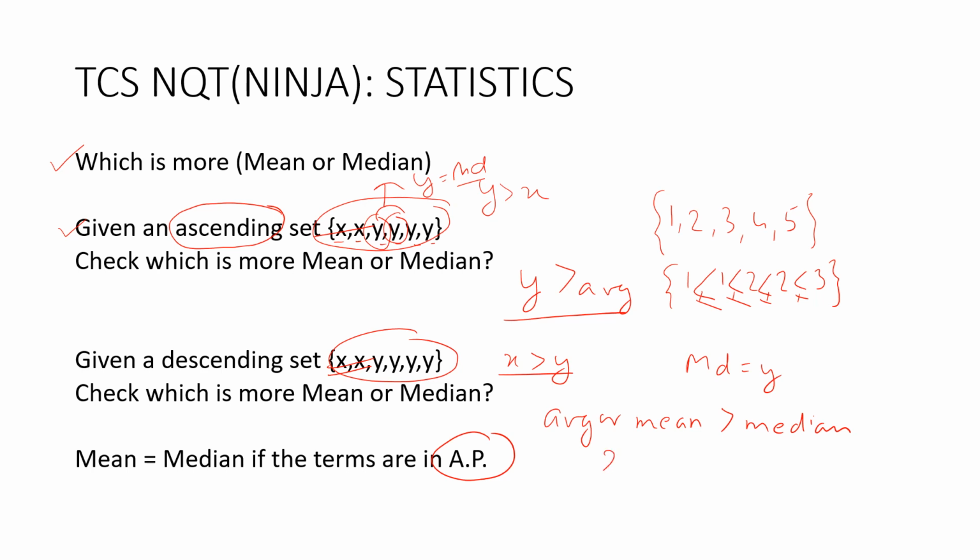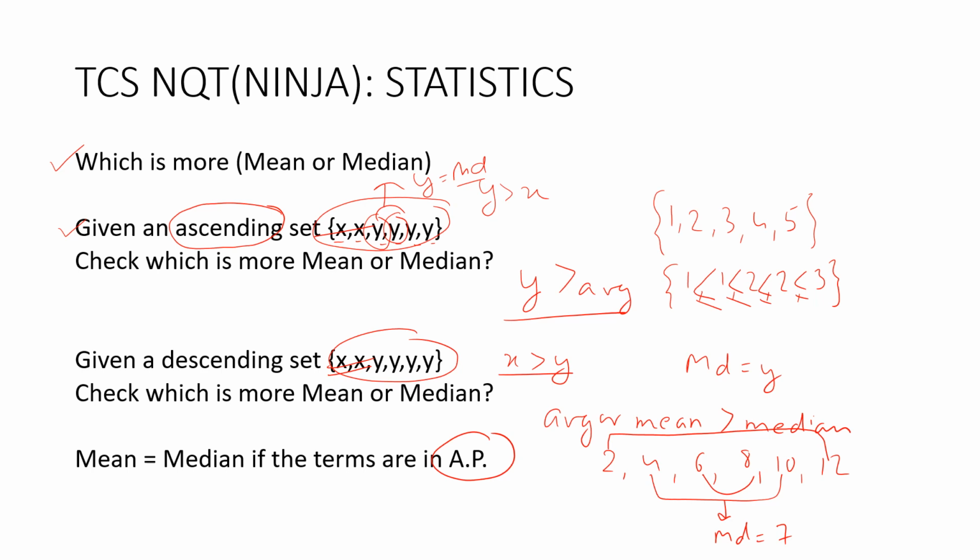Let's say my terms look like this, and they happen to be in an arithmetic progression. Now, please try to find the median. The median is going to be the average of these two, which is going to be 7. And if I take the mean, look at this. These two sum up to 14, and there are two terms. So divided by 2, the average would be 7.